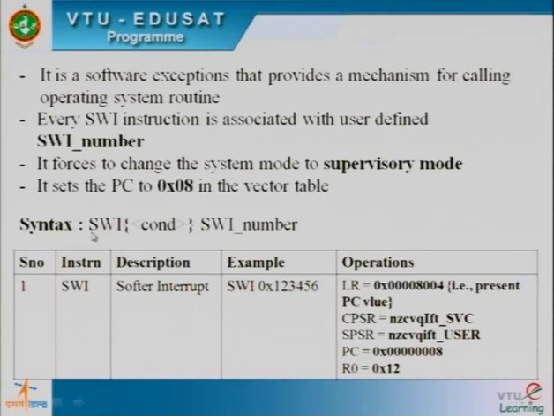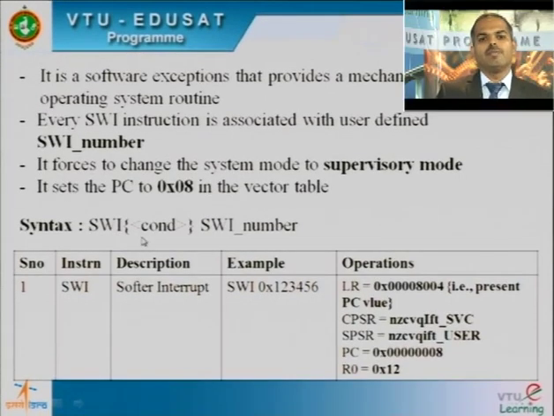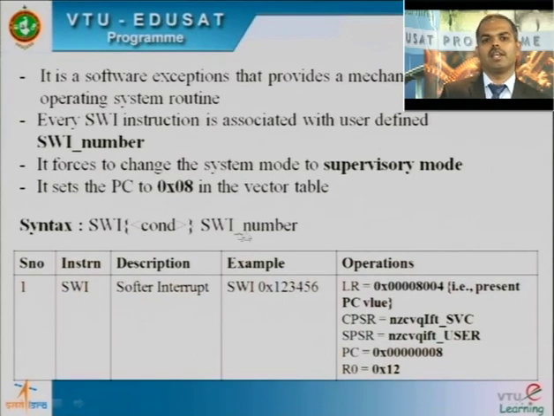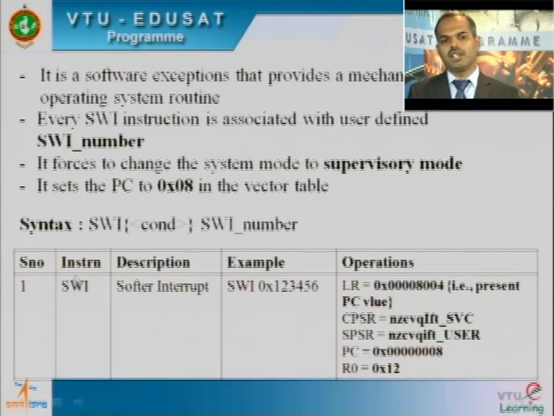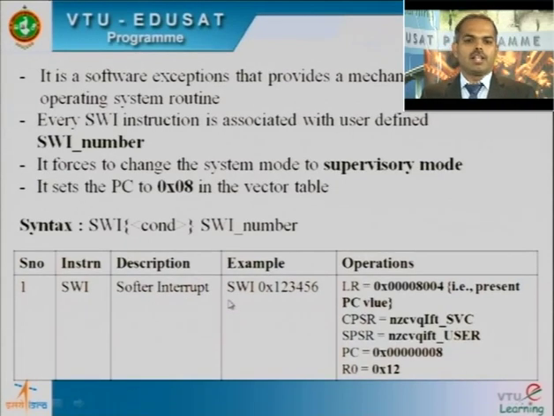Now look at the syntax. SWI, software interrupt instruction, with a condition. This can also be executed based on a condition, with SWI in curly brackets for the condition, and then the SWI number. We will see the description of this. SWI is a software interrupt instruction. The example for this is SWI 0x123456. Once we do this, what happens?